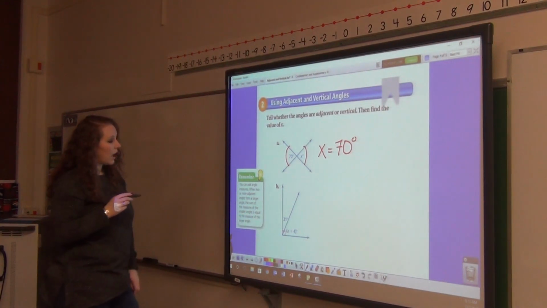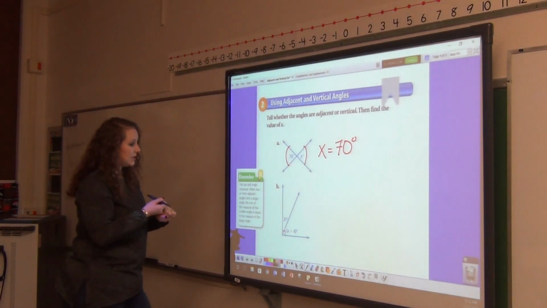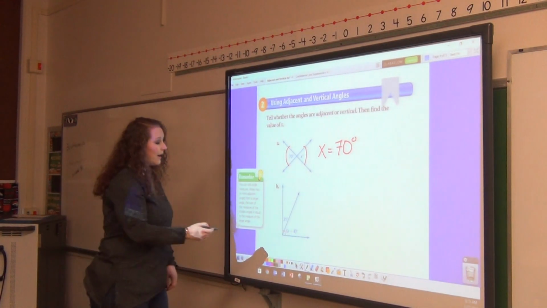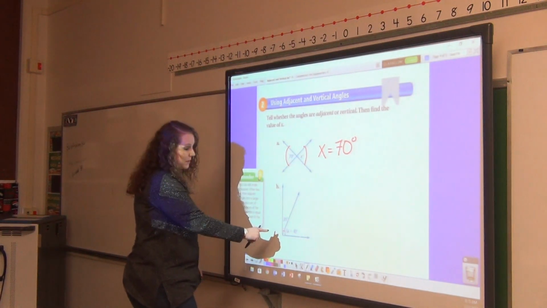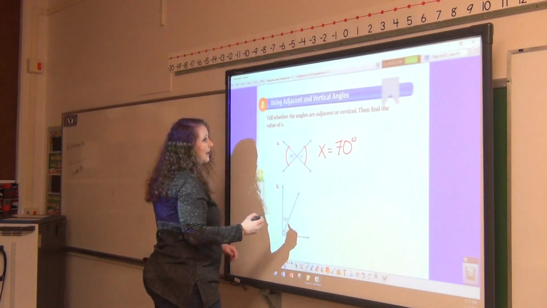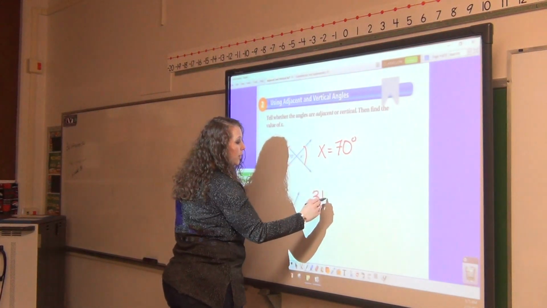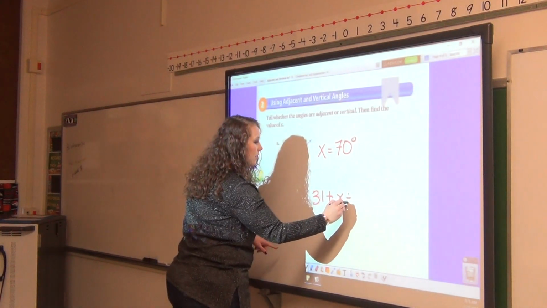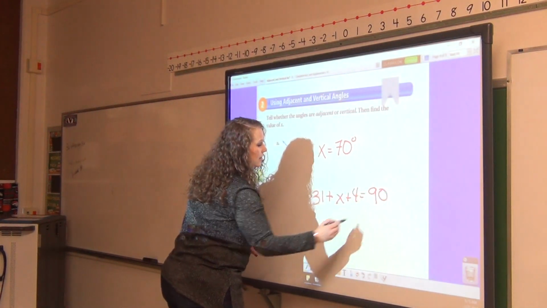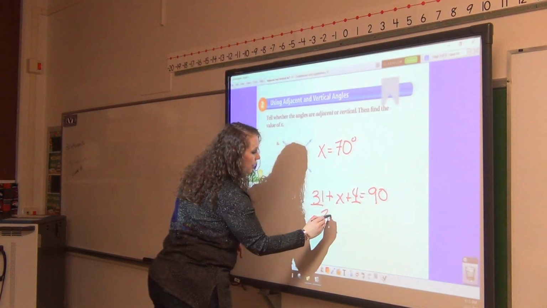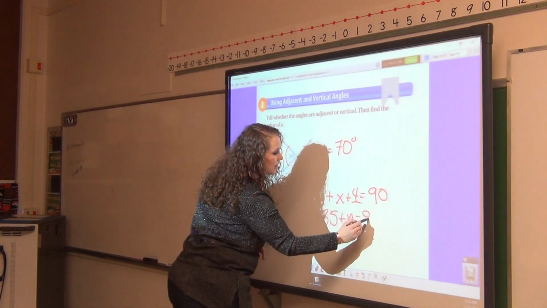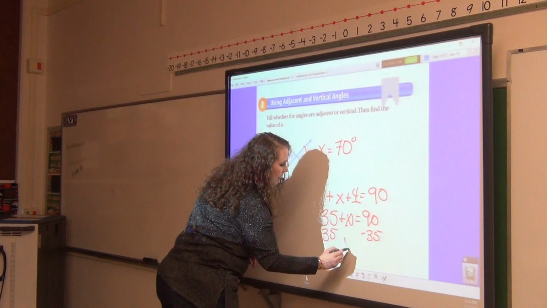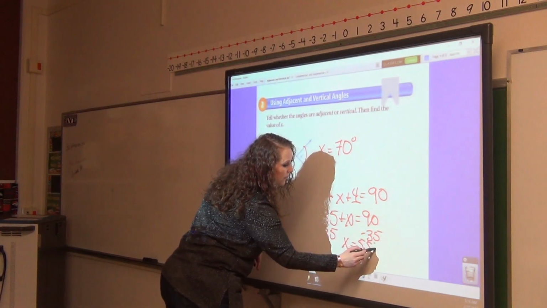In this case, we have got adjacent angles because they share a vertex and they share a side. This one is 31 degrees and this one is X plus 4 degrees. I know that the two together are 90 degrees because of this red box here. So I can actually solve for X by going 31, which is the first angle, plus this angle here, and that equals 90. So I can combine my like terms. I get 35 plus X equals 90. And when I subtract 35, I get X equals 55 degrees.